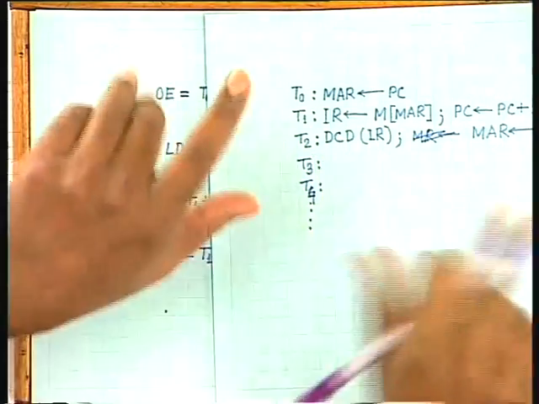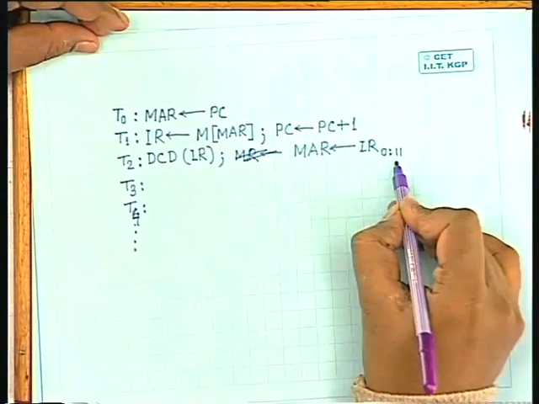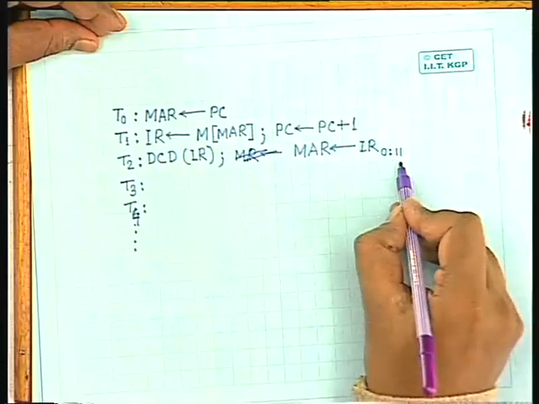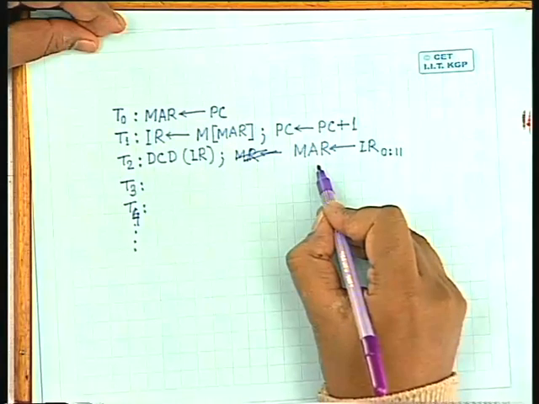Because it is a combinational logic circuit, when it has input, after a few gate delays it will give me the output. The only thing I have to ensure is that before time interval T3 starts, the decoder output must be available. However, during time interval T2 again, I am loading the content of instruction register bits 0 to 11, the lower 12 bits of the instruction register, into the memory address register.